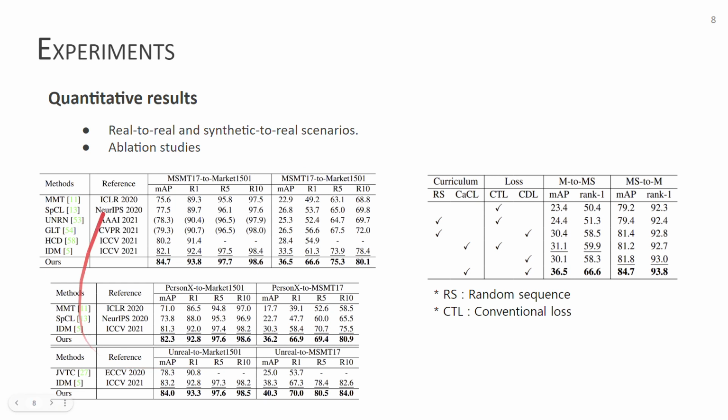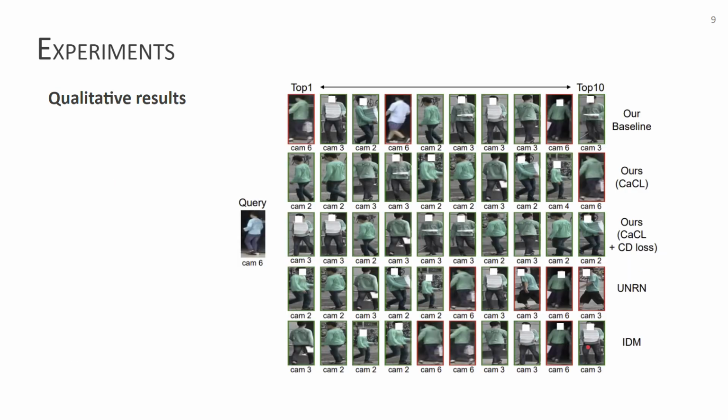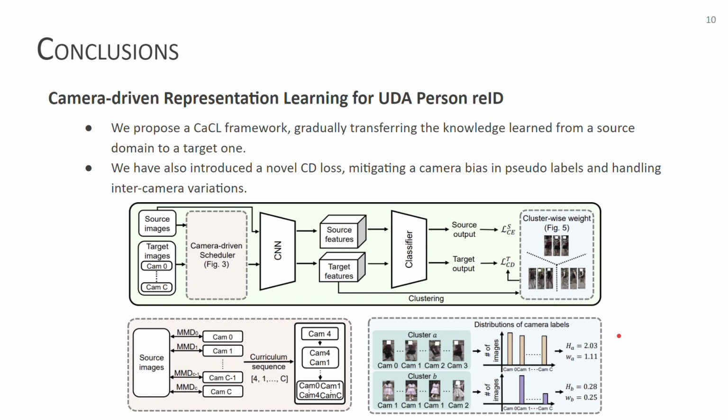We compare our method with the state-of-the-art on the real-to-real and synthetic-to-real scenarios in tables. We present in a table an ablation analysis of our methods to show the effectiveness of each component. We show in a figure visual comparisons of retrieval results with the state-of-the-art and variants of our model. We can observe that ours provides better results than UNRN and IDM.